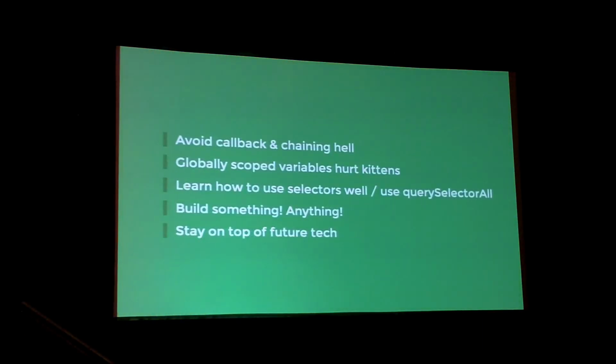So final takeaways. Basically just avoid callbacks and chaining hell. Don't avoid callbacks. Avoid callback hell and chaining hell, by using promises and things like that. There's a lot of these methods that are available that allow you to sort of structure your app a little bit more. Avoid globally scoped variables. Using them hurts kittens. So just try to create some sort of namespaced object to sort of localize everything and keep them running internally. Learn how to use selectors well and use querySelectorAll a little bit more.